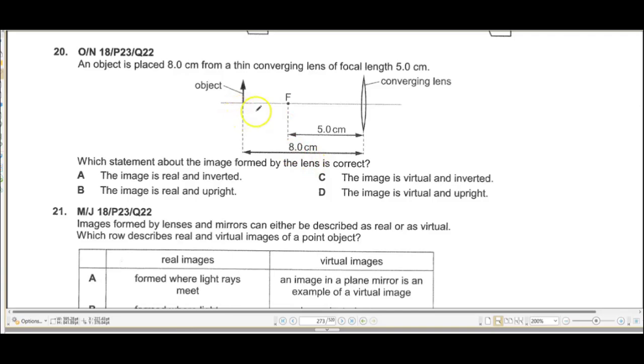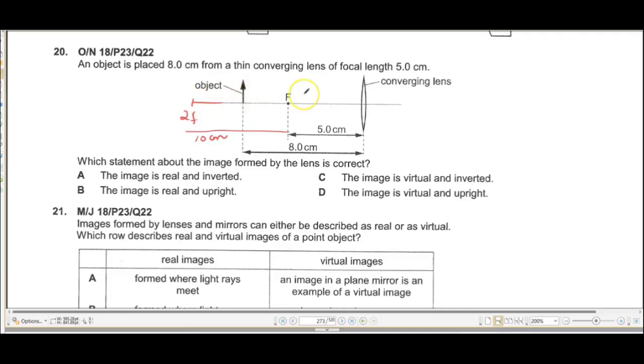Now the focal length, principal focus, is at 5 centimeters from the optical center of the lens, and obviously 2f, 2 times the focal length, is going to be 10 centimeters from the optical center of the lens, and the object is at 8 centimeters. So this means that the object is placed between f and 2f.